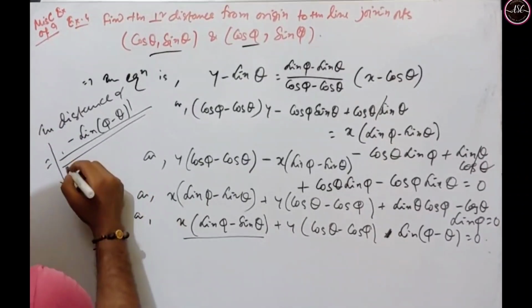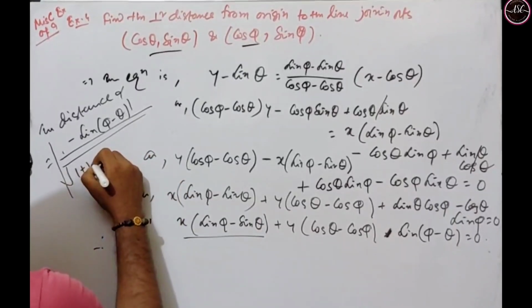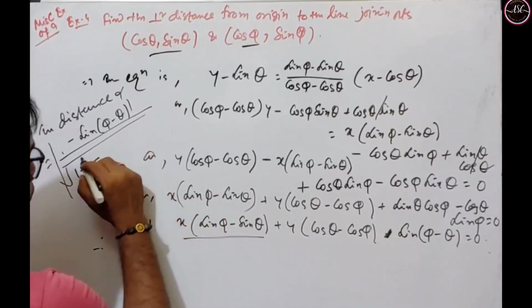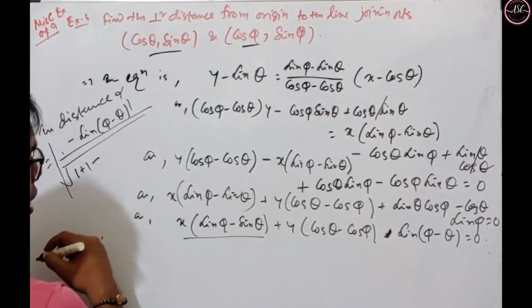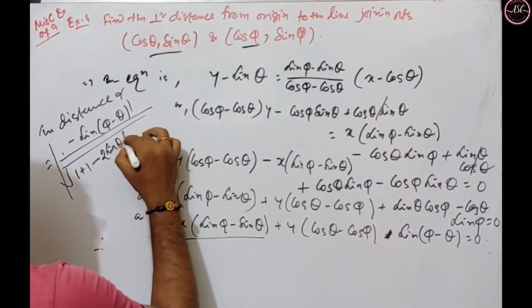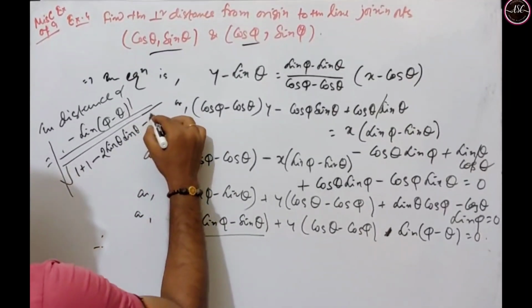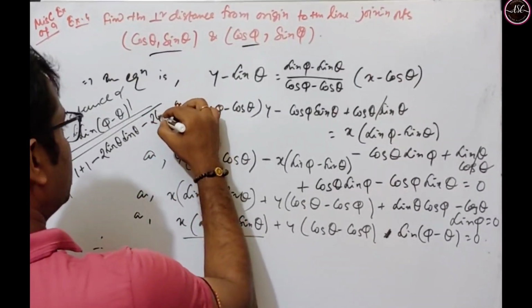That means sin square phi plus cos square phi, that will be 1, sin square theta plus cos square theta, that will be 1, minus 2 sin theta sin phi, and here minus 2 cos theta cos phi.